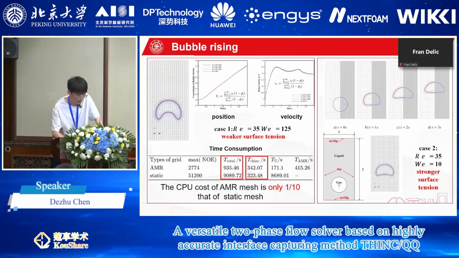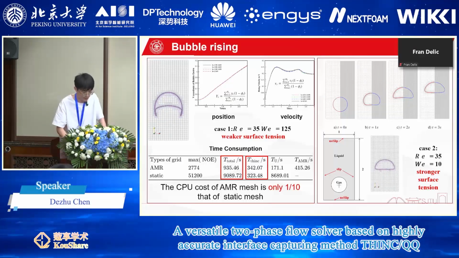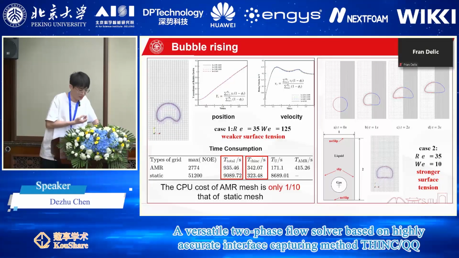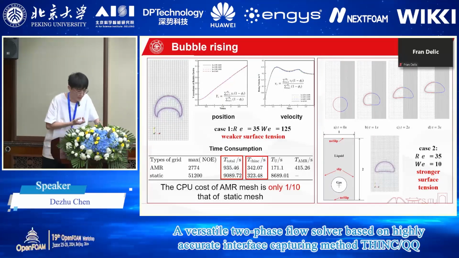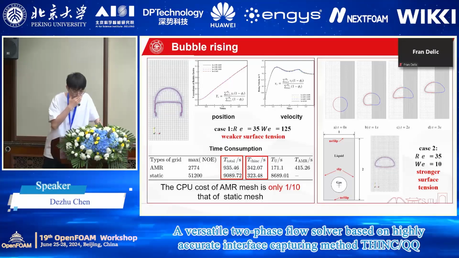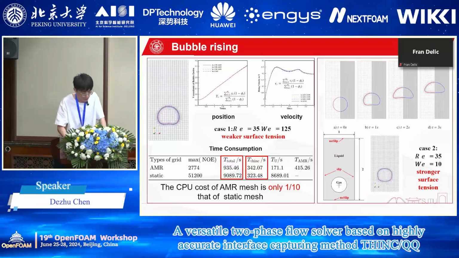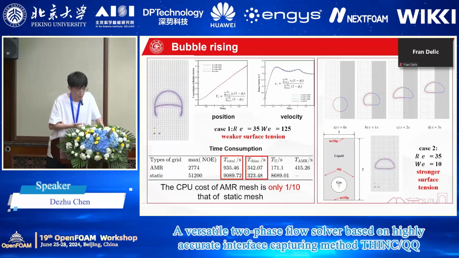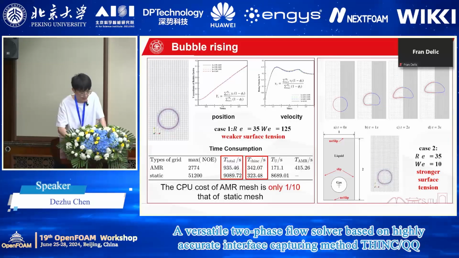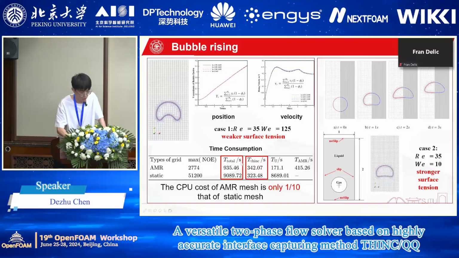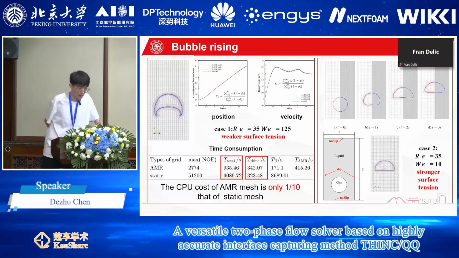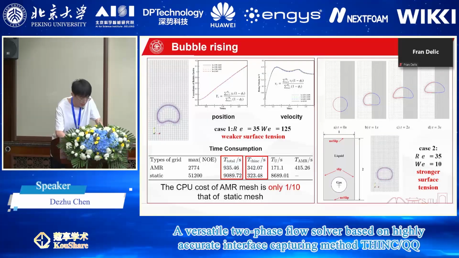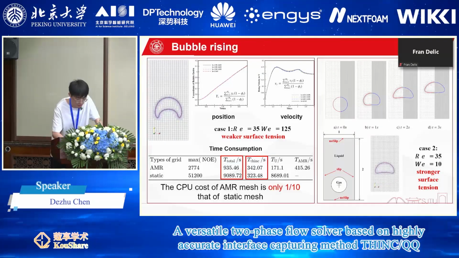And this is a bubble rising. So we conducted two cases. One case is weaker surface tension, and the other is stronger surface tension. We use two different grids to perform this case. We can see the CPU cost of the AMR mesh is only one tenth that of the static mesh.